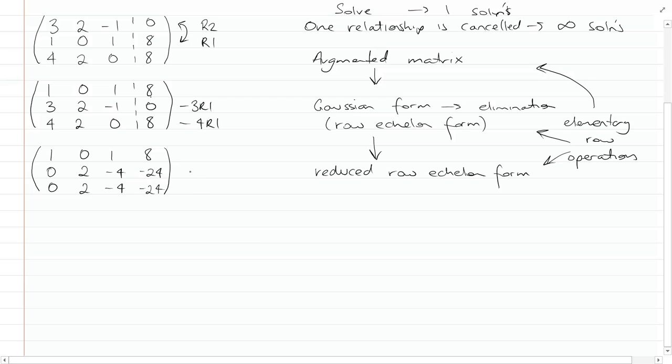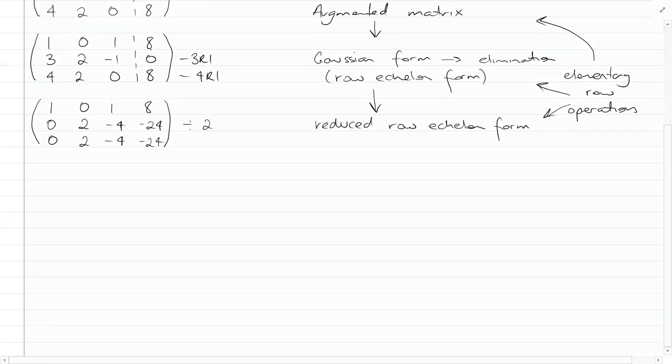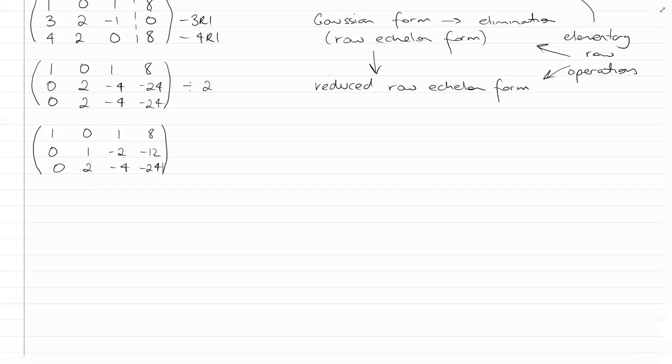Now I can already start to see a problem here. I'm going to divide the second row by 2, so I can properly say that I have some sort of row cancellation. 1, 0, 1, 8; 0, 1, -2, -12; 0, 2, -4, -24. Now you're probably thinking there are quicker ways of doing this, and perhaps there are. But in this case, I can already see, because row 2 and row 3 were the same, that I'm going to lose a relationship, which is going to give me an infinite number of solutions.